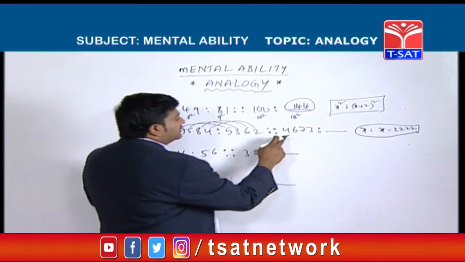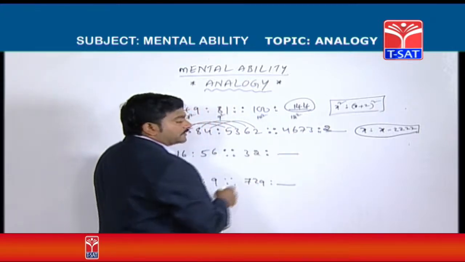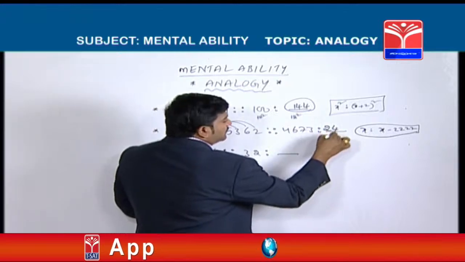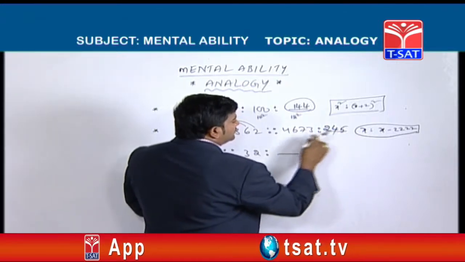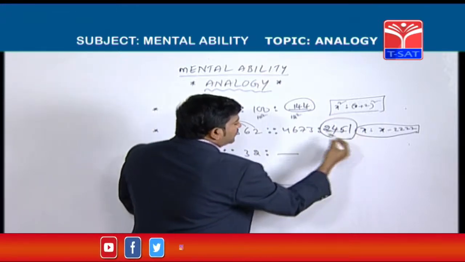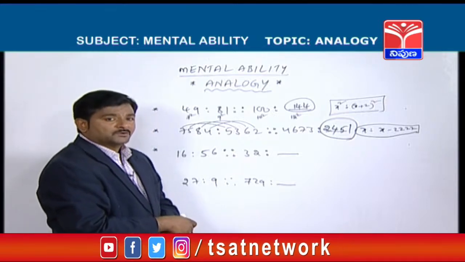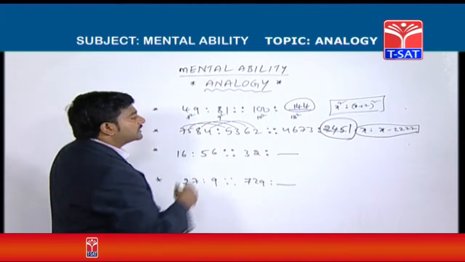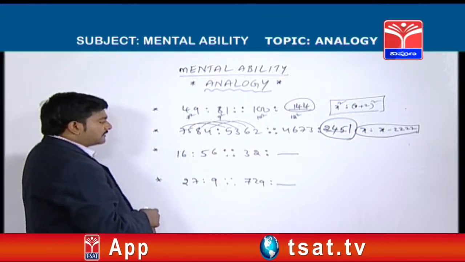Similarly apply here, subtracting 2 from 4. What will you get? 2 you will get. Subtracting 2 from 6, what will you get? 4 you will get. Subtracting 2 from 7, what will you get here? 5 you will get. Subtracting 2 from 3, what will you get here? 1 you will get. Therefore, the final answer for that question is 2, 4, 5, 1. I hope you understood the concept of that. Now, we'll go to this. See, this is a different concept.